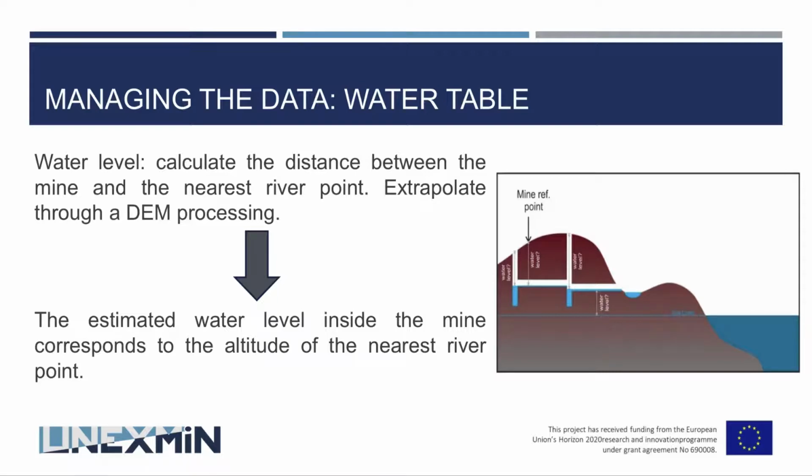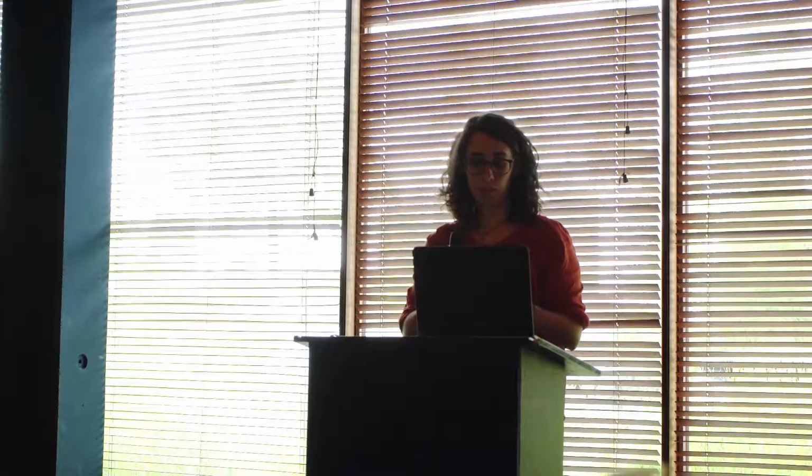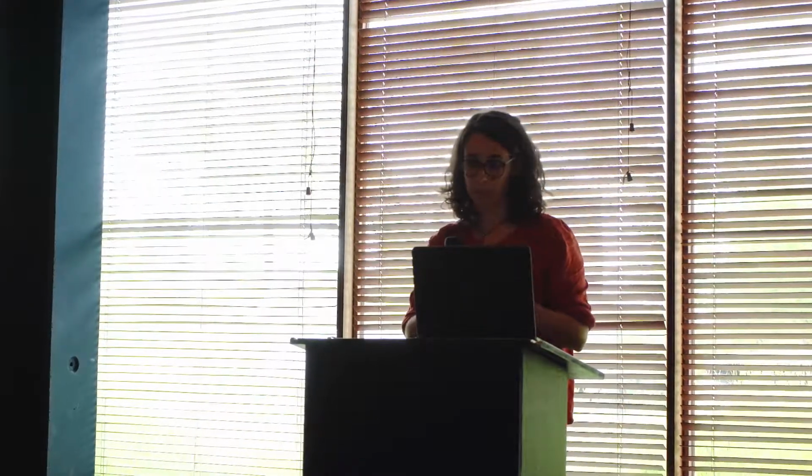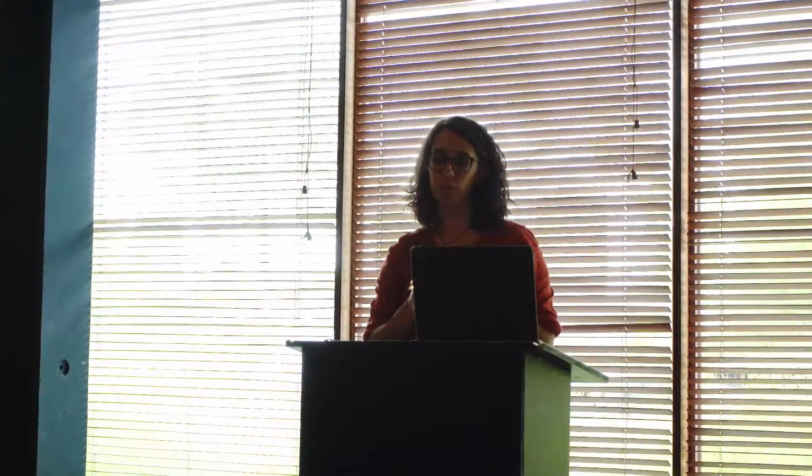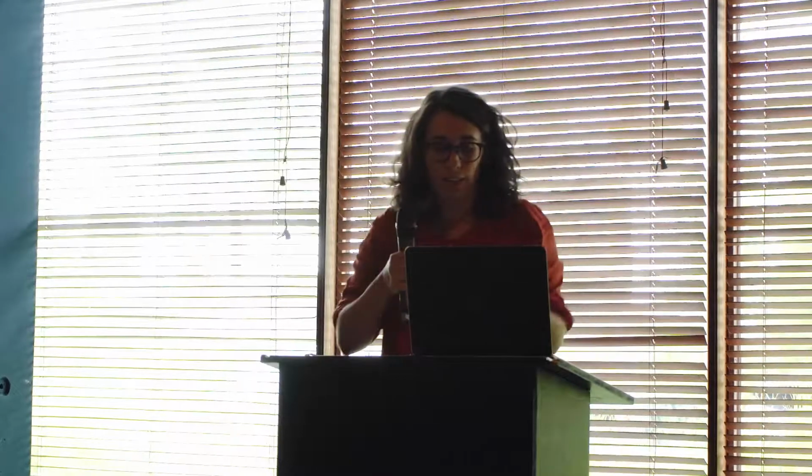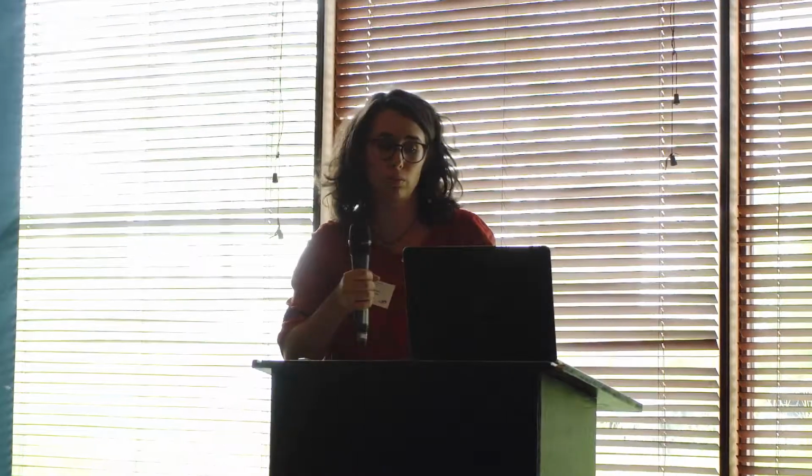Basically, we did a computation through gauges between the location of the mine and the location of the nearest river point, and through a DEM processing, we kept the altitude of the nearest river point. As you can see in the sketch, technically the river should fill the mine, and the water table should be at the same level. Of course, it's not an exact number, because maybe the draining tunnel could be closed, or there could be other options, but still it's something that we can structure.